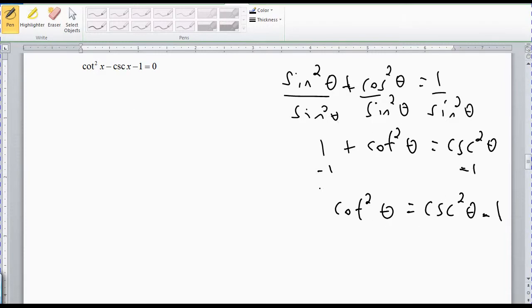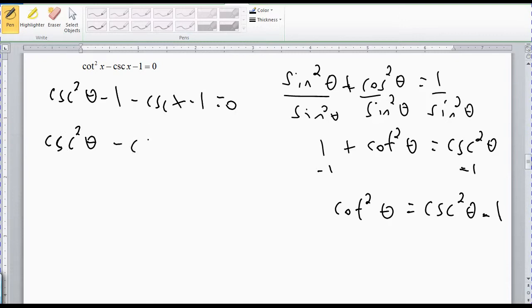And once I do that, I'm going to substitute cotangent squared as cosecant squared theta minus 1, and then minus cosecant x minus 1 equals 0. And I have cosecant squared theta as the only cosecant squared term I have. Then I'm going to put minus cosecant, well, it's not theta, it's actually x. X, theta, doesn't make a difference. Either one is fine. X, and then minus 1 is minus 2 equals 0.